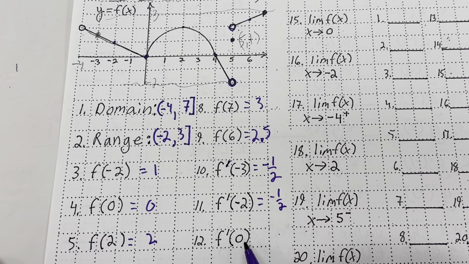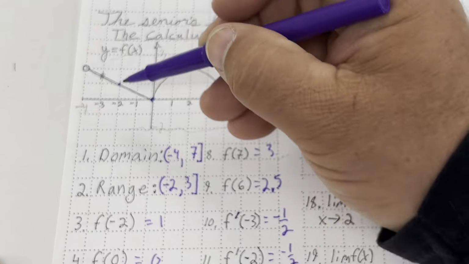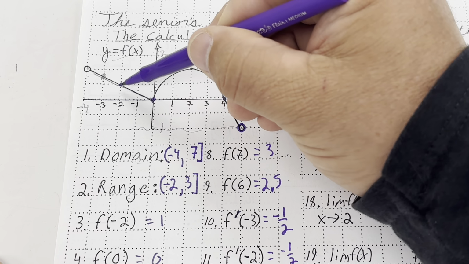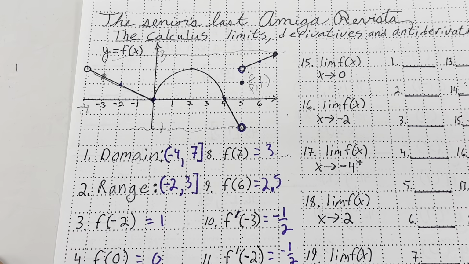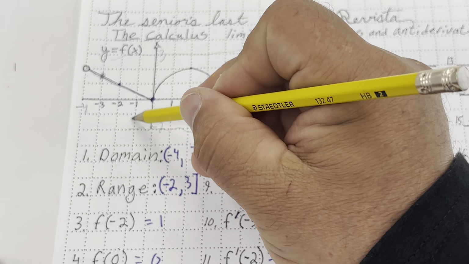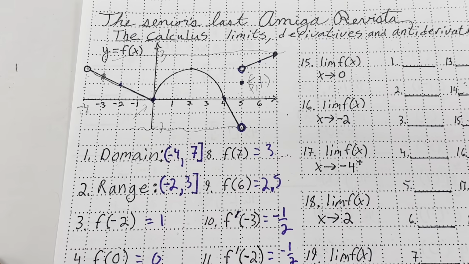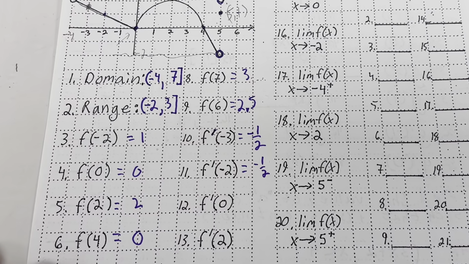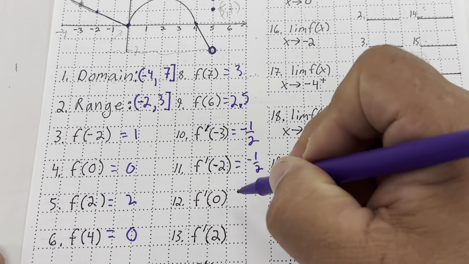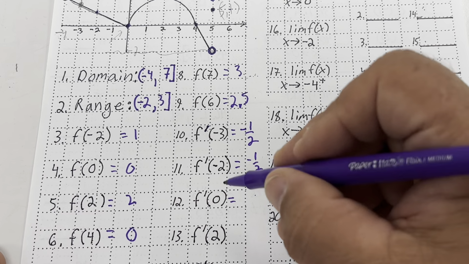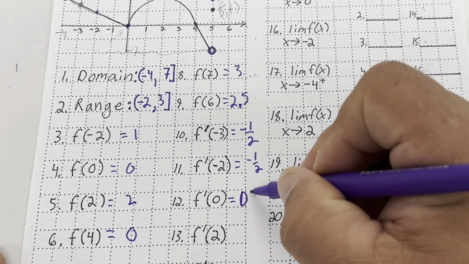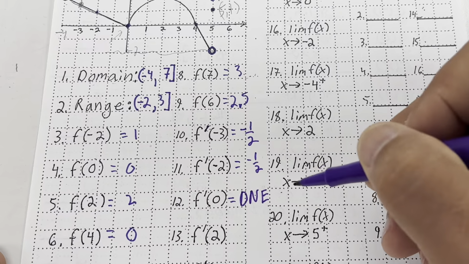The slope at 0. At 0, notice we have it decreasing, then increasing, but it's at a sharp edge. A sharp edge is called a cusp. And in calculus, we are not allowed to find the derivative at a cusp, an endpoint, or a discontinuity. So that derivative does not exist.